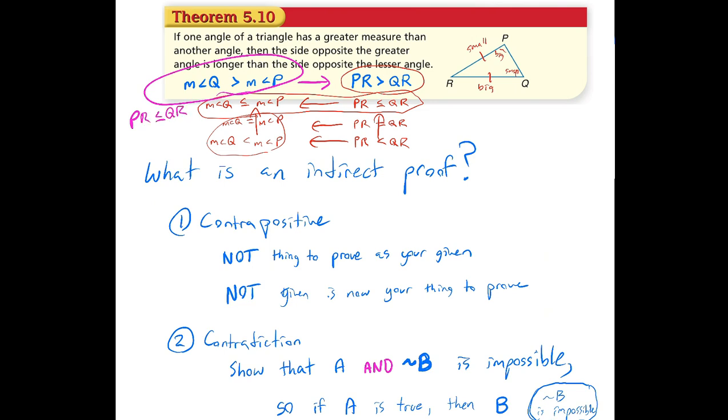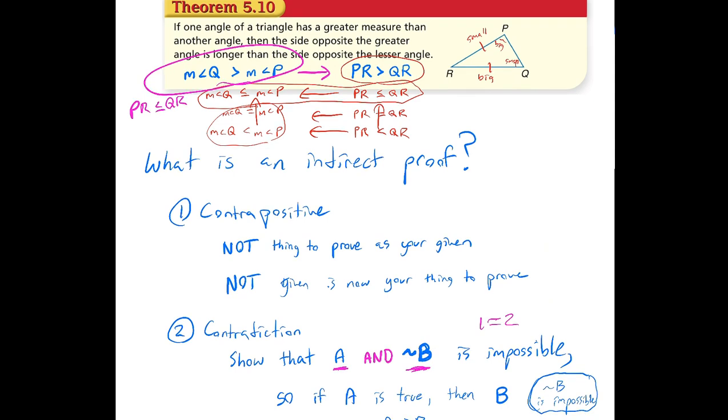Let's assume that is true. So that's not B. So we're saying we start with the given is true, and we start with the opposite of the thing to prove is true. And then what you show is it's impossible. You get something where like 1 equals 2. And you go, that's impossible. So these two things cannot both be true. It's impossible for both to be true.